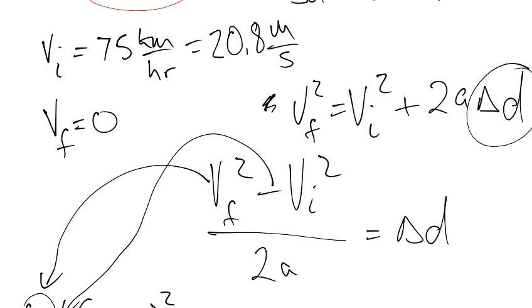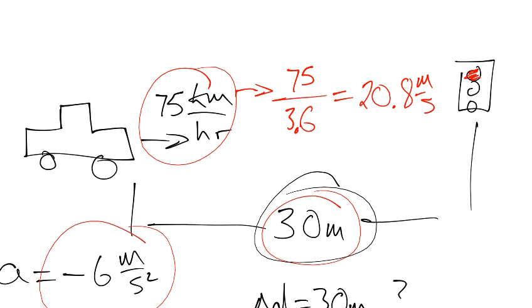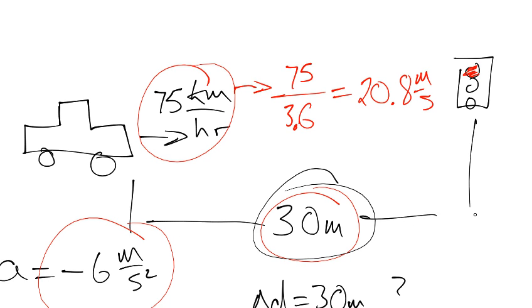Now if you'll notice one thing, this negative ends up canceling this negative. So let's square this. Here we go. And then divided by 2, and divided by 6, and we get an answer of 36.17 meters. And in fact, therefore, the car is not going to be able to stop in the allotted 30 meters.